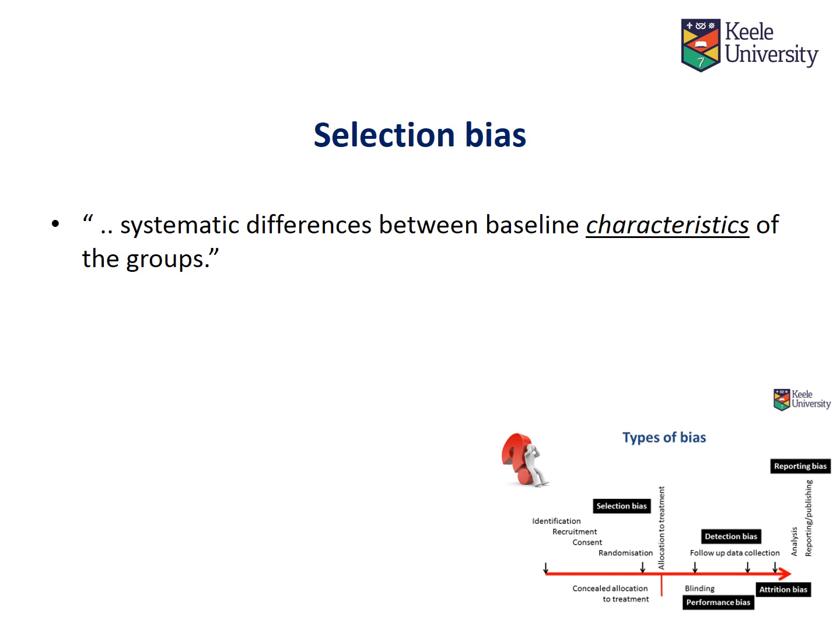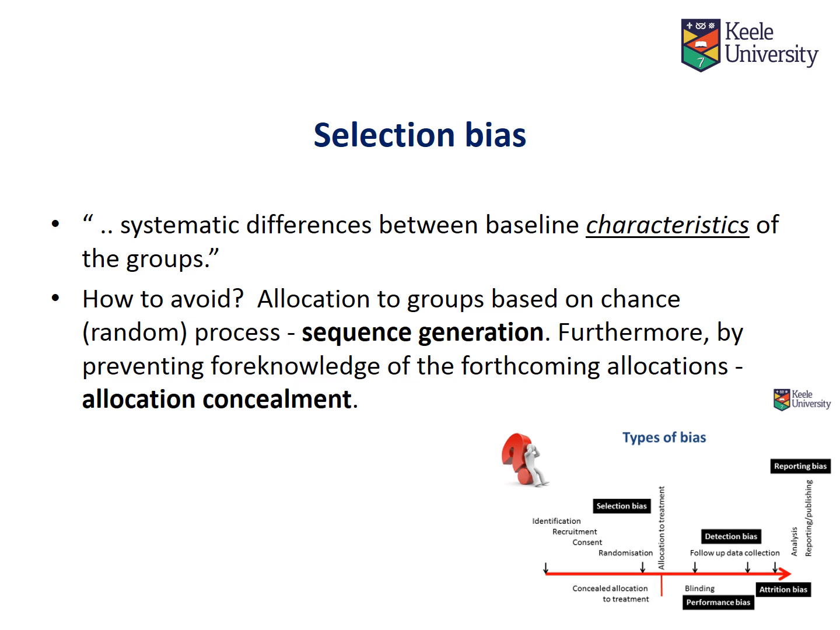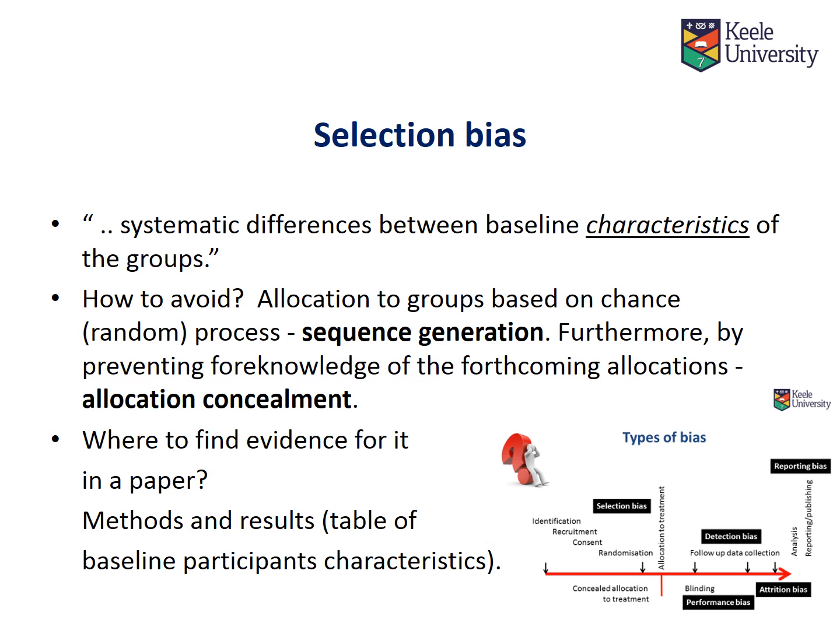Selection bias: the systematic differences between baseline characteristics of the groups. So the groups that we have in the study are not similar in certain characteristics. This is introducing selection bias. How to avoid it? By doing randomization, called sequence generation, and by allocation concealment.